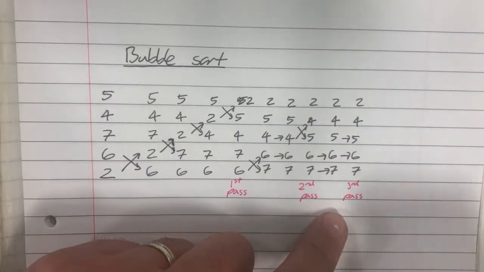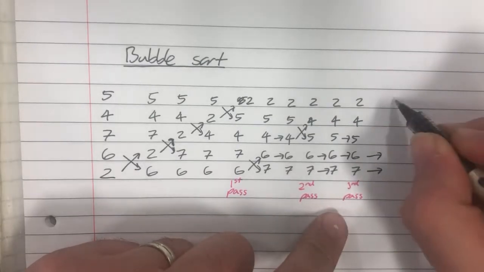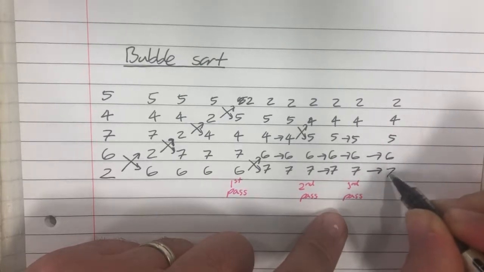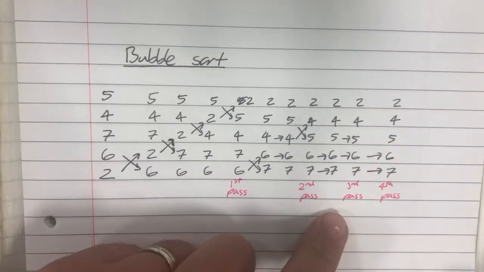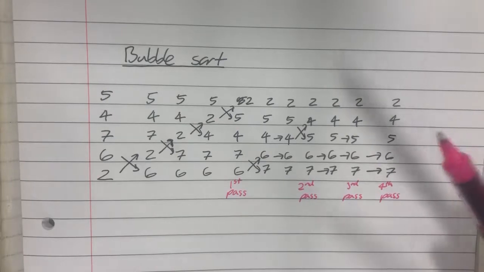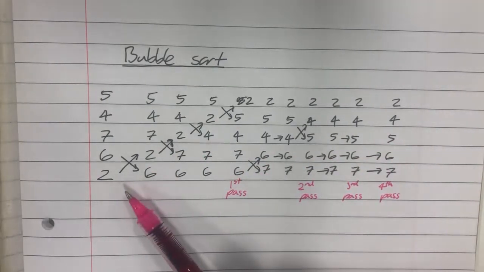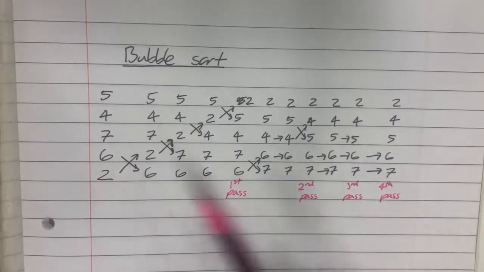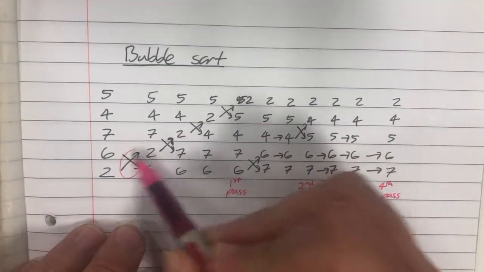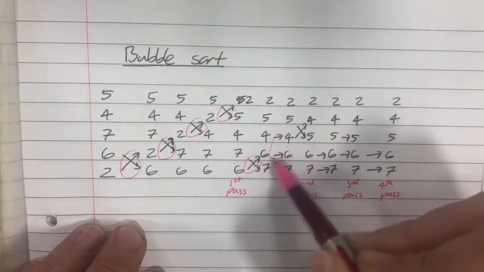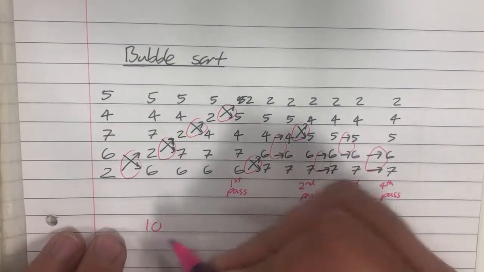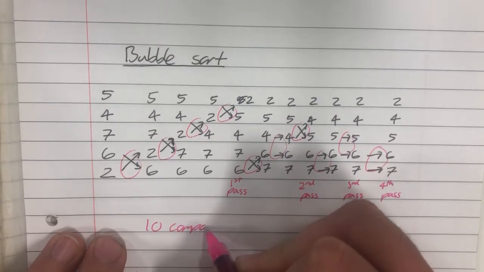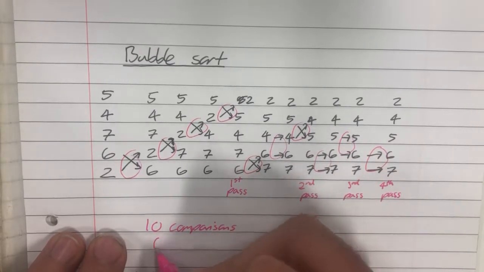And then finally, it would have to check the bottom 2. And again, we would come to the conclusion that nothing swaps. And that ends the algorithm. All in all, if you fully execute this algorithm, you are looking at 10 comparisons for a list of 5 numbers. So we have 1, 2, 3, 4, 5, 6, 7, 8, 9, and 10. So we've had 10 comparisons. And in this case, there were 6 swaps.